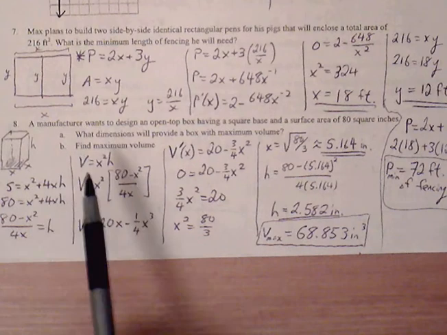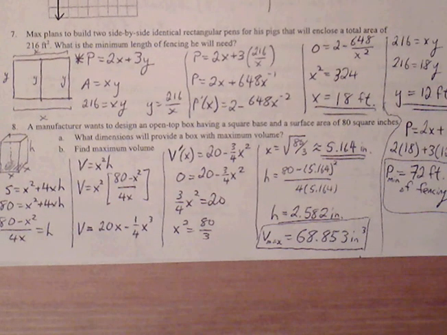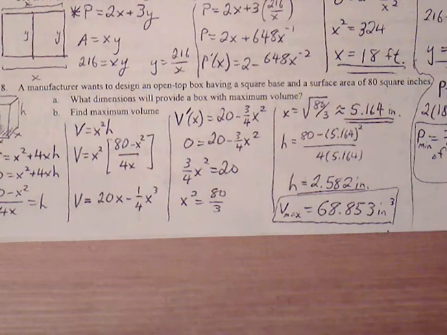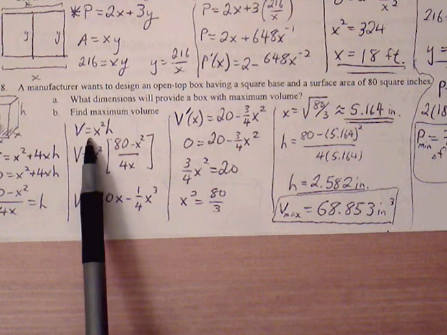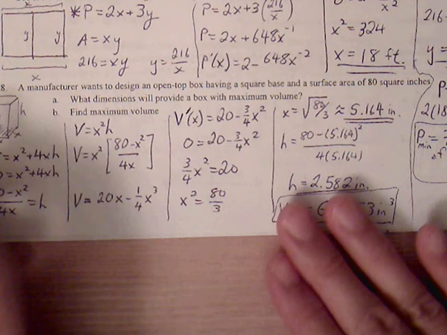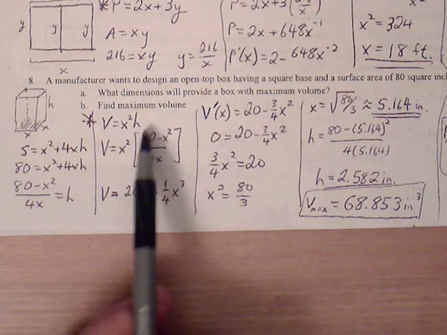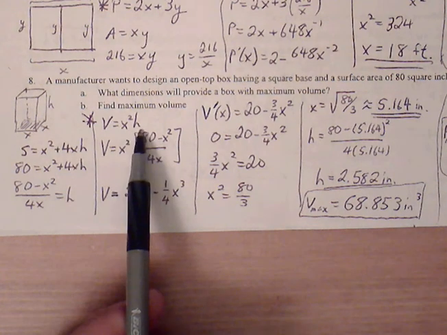All right, number 8, a manufacturer wants to design an open top box having a square base and a surface area of 80 square inches. What dimensions will provide a box with maximum volume? So we can tell that we're trying to optimize the volume equation. Okay, so to do that, we're going to have to use our surface area equation to help us get rid of this h from this volume equation. We want the right side to be in terms of just one variable.